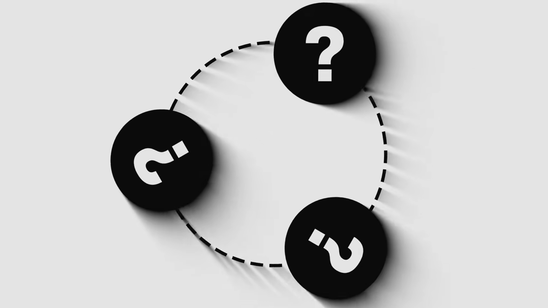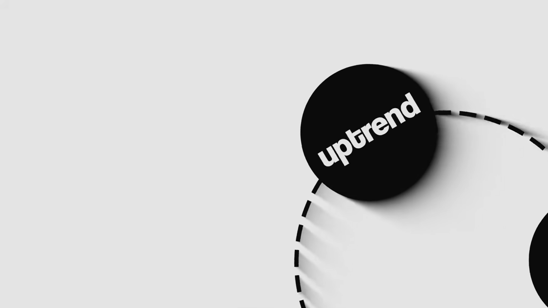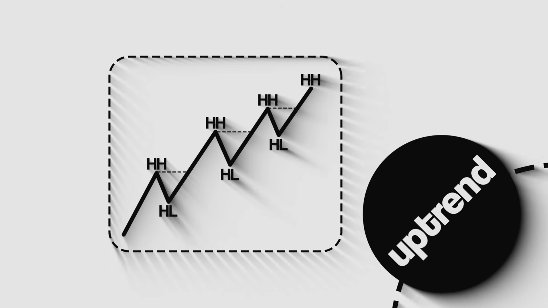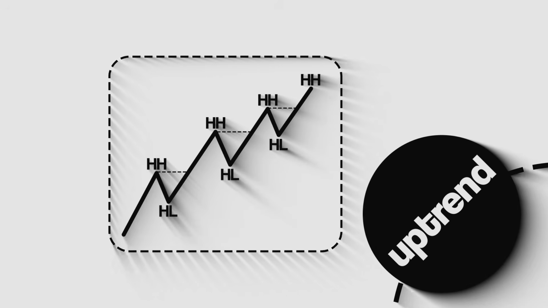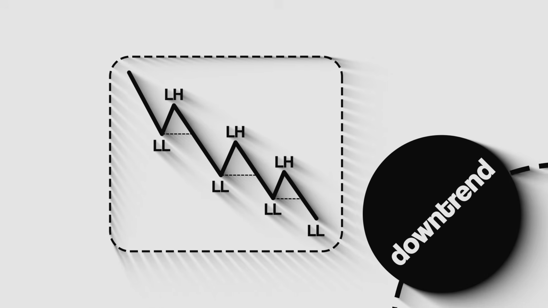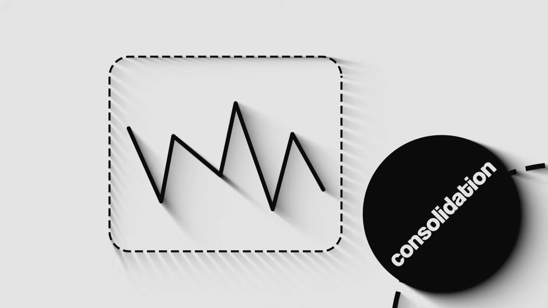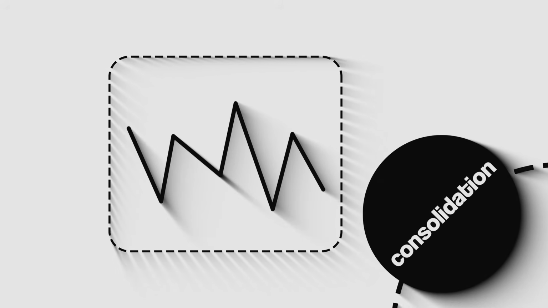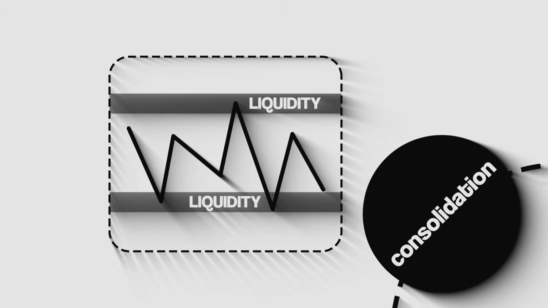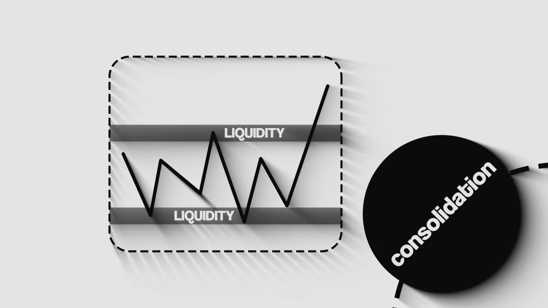Let's begin. The market has only three possible high-level conditions. Uptrend, higher highs and higher lows. Buyers are in firm control, expanding price to the upside. Downtrend, lower lows and lower highs. Sellers dominate, expanding price to the downside. Consolidation, range. A sideways movement. This is a critical state. Price builds liquidity, engineering traps before the next big expansion.